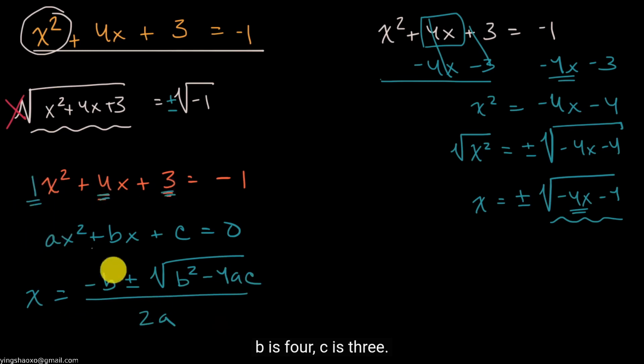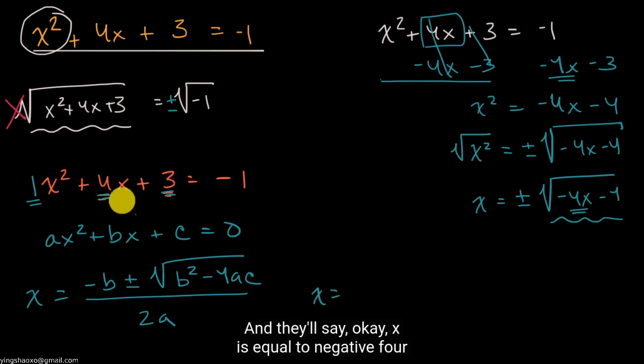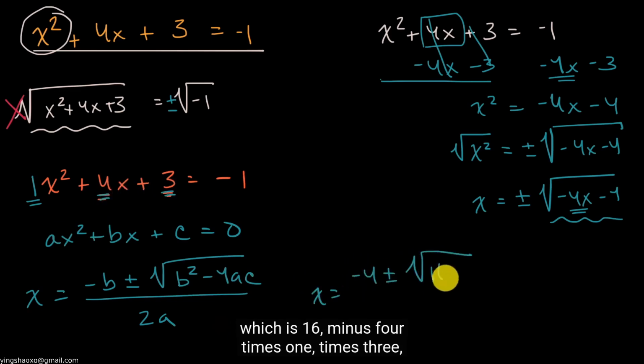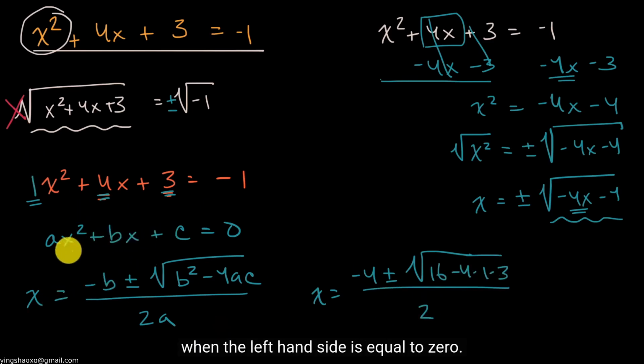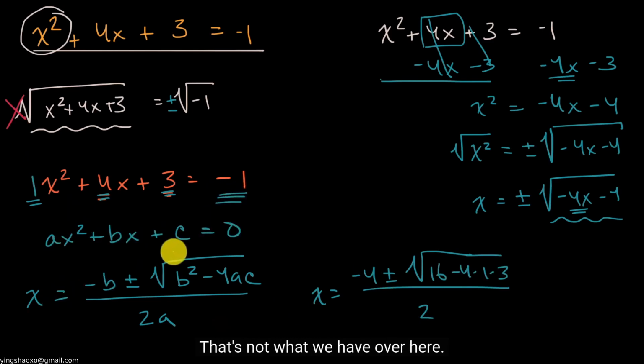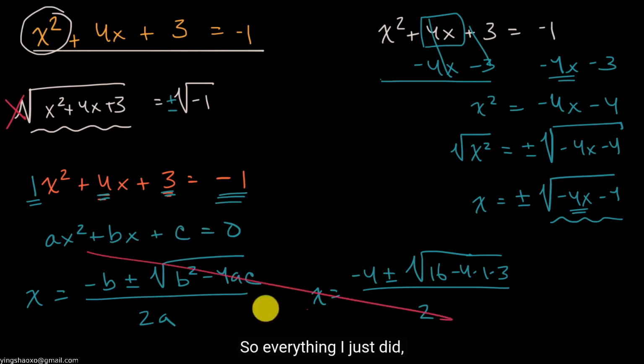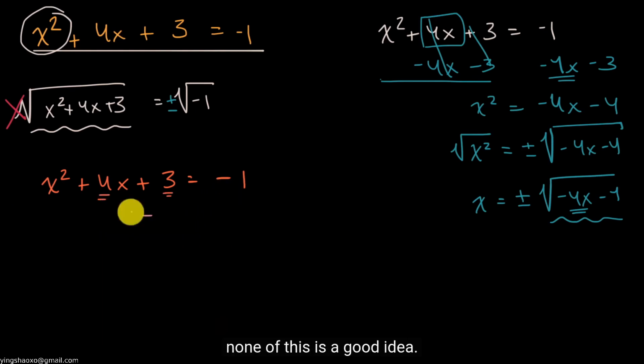B is 4, c is 3, and then they'll say, okay, x is equal to -4 plus or minus the square root of b squared, which is 16, minus 4 times 1 times 3, all of that over 2 times 1. But there's a problem. The quadratic formula applies when the left-hand side is equal to 0. That's not what we have over here. So we're falling into that same pitfall. So everything I just did, none of this is a good idea.